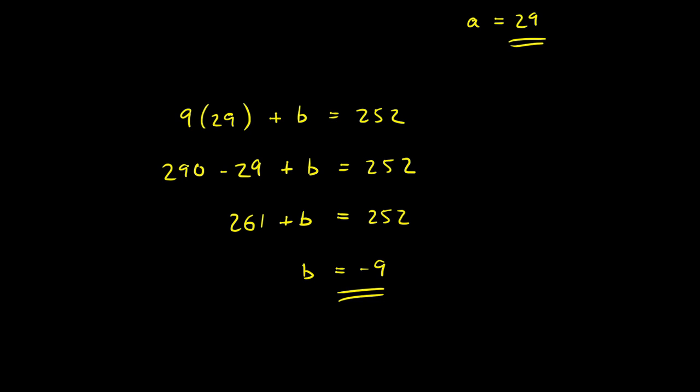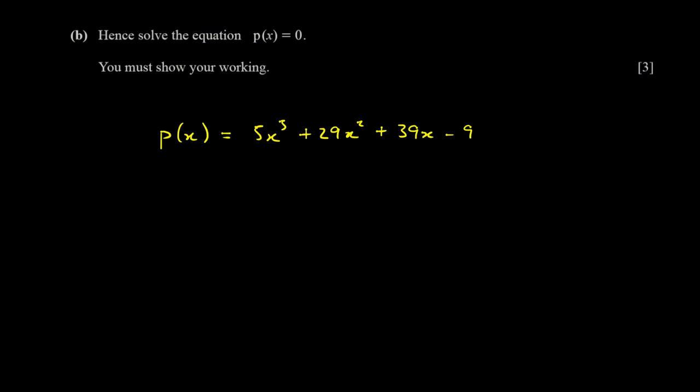Okay, so I get that a is 29, and I get that b is -9. Part B of the factor theorem question: hence, solve the equation p of x is equal to 0, must show all your working. Well, I've just substituted in the values there for a and b that I found. And what we really want to do is factorize this thing fully.